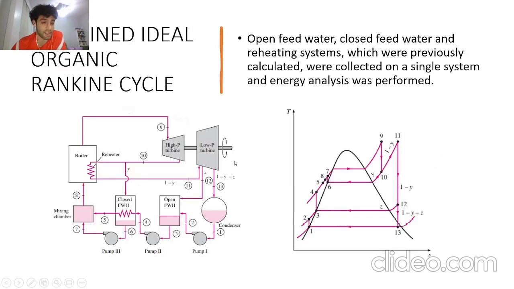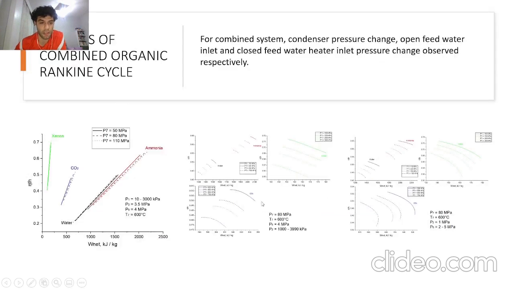And lastly, for the ideal organic Rankine cycle, it's a combined system, with an open feed water heater and a closed feed water heater, and there are also 2 turbines and 3 pumps, as we see on the graph. Firstly, the condenser pressure was changed from 10 to 3000 kilopascal. We observe network and thermal efficiency while the other parameters are kept constant.